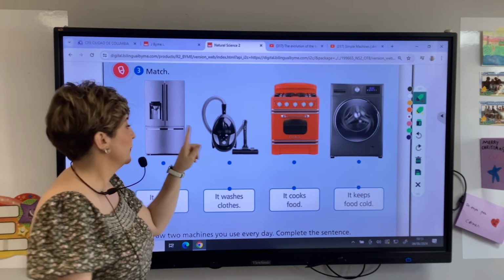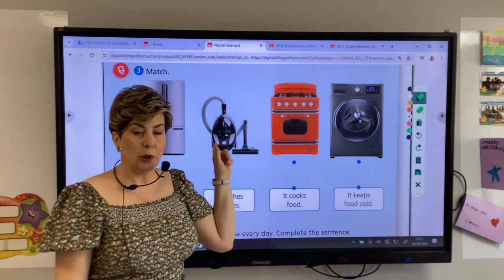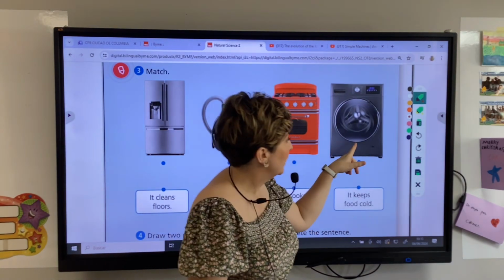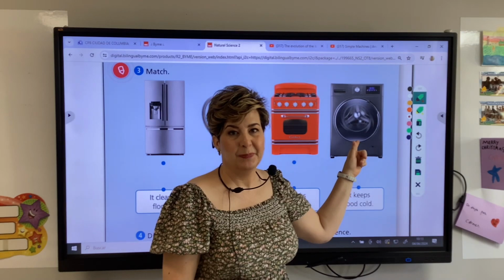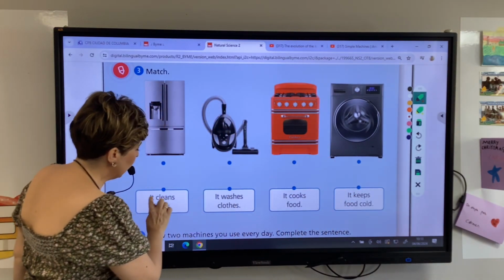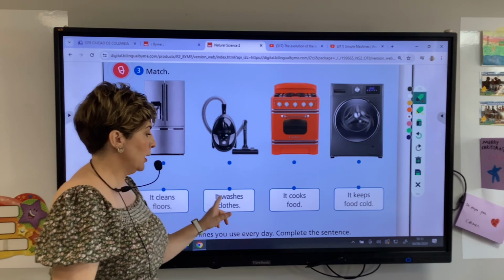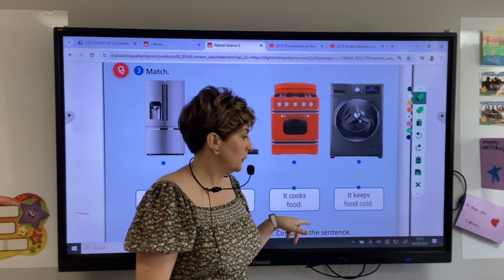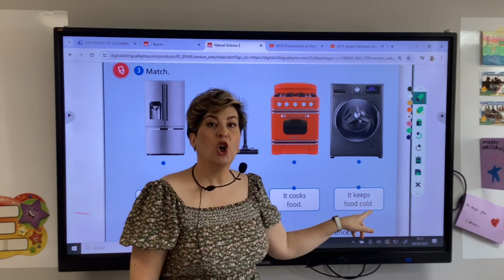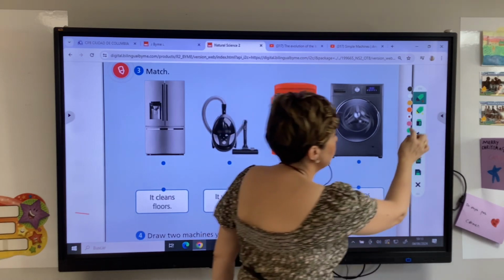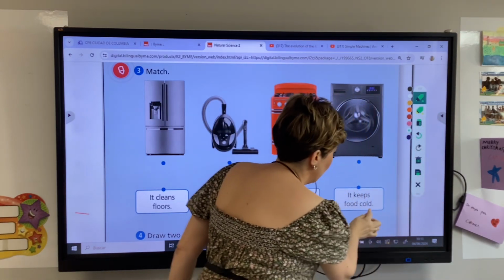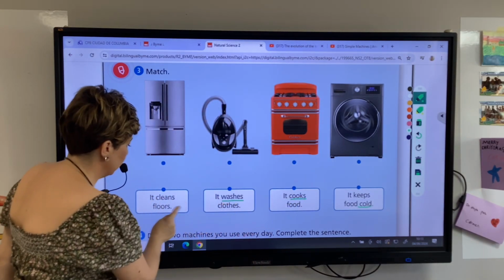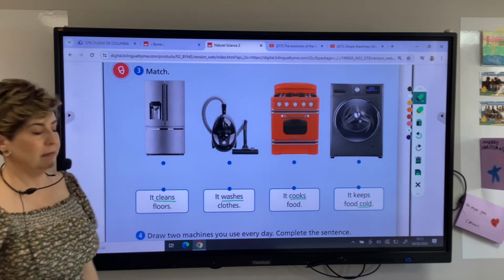Fridge, Hoover or vacuum cleaner, oven, and washing machine. Let's see what they do. It cleans the floors. It washes our clothes. It cooks food. It keeps food cold. So the key words are going to be cold, cooks, washes, and cleans. Okay?